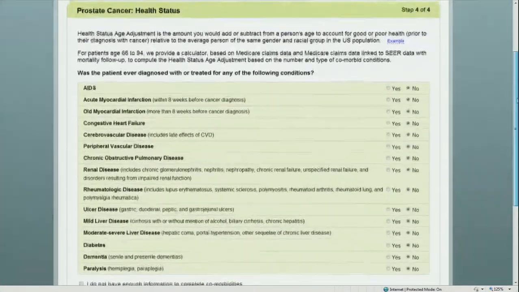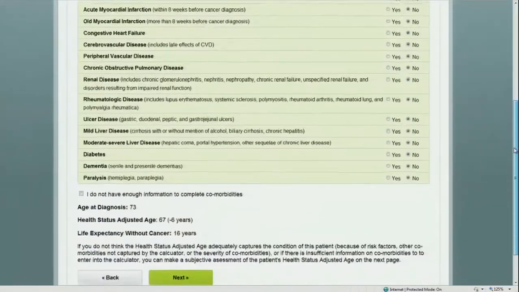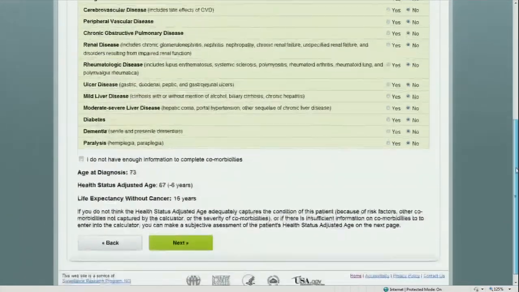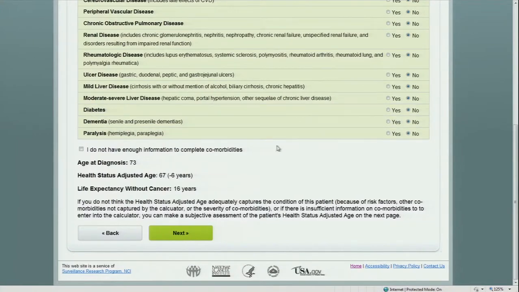So if you look at this, and you look at John Doe without any health conditions at all, you'll see that at 73, he's younger than the average 73-year-old because his health status adjusted age is 67. And his life expectancy without having cancer is 16 years. So this is a person that may want to be treated more aggressively.